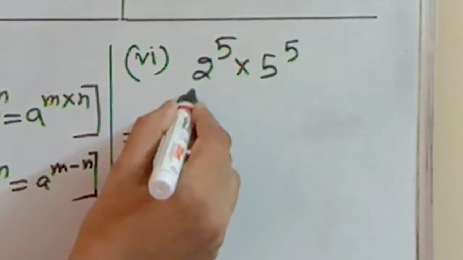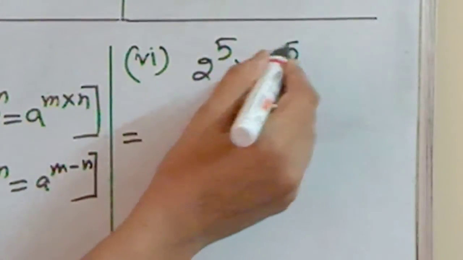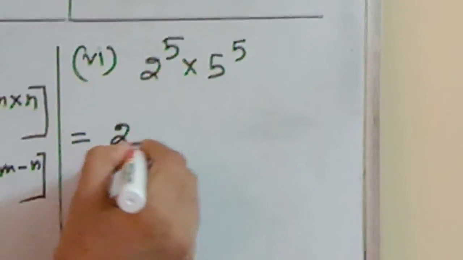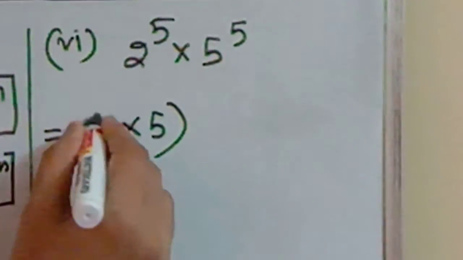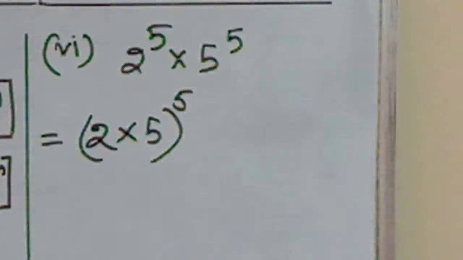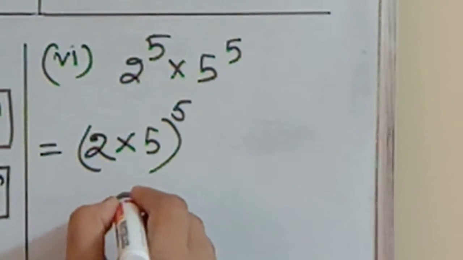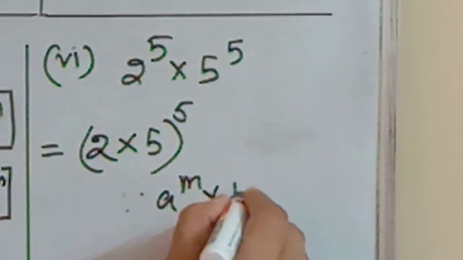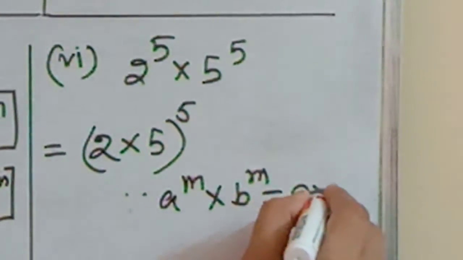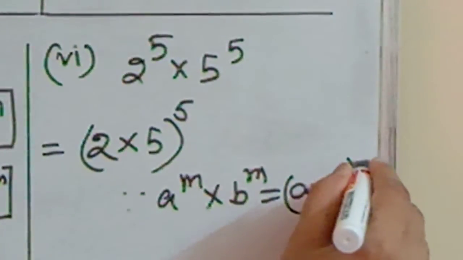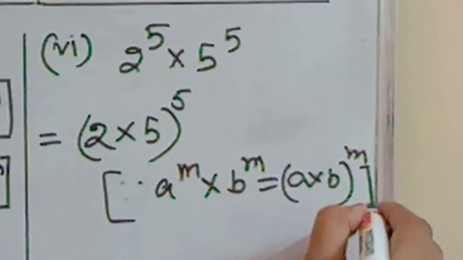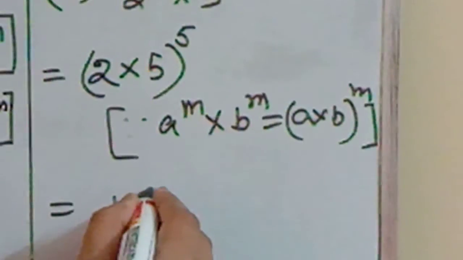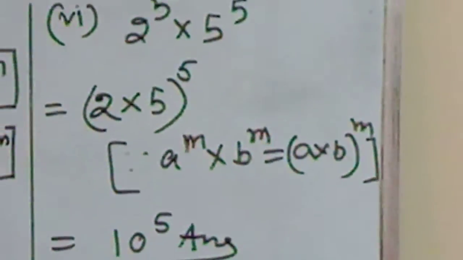Question number 6. 2 to the power 5 into 5 to the power 5. Here you see bases are different but the powers are same. So what you will do, remember, 2 to the power 5 into 5 to the power 5 is 2 into 5 whole to the power 5, because powers are same, as a to the power m into b to the power m is equal to a into b whole to the power m. Then what will be the result? 10 to the power 5, and this is the answer of this sum.